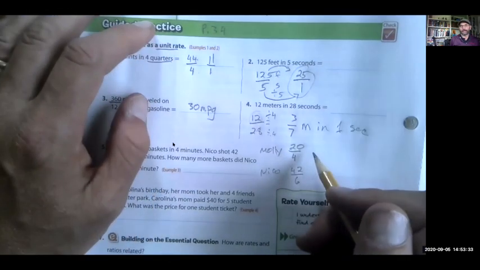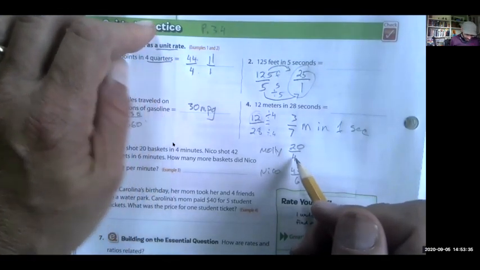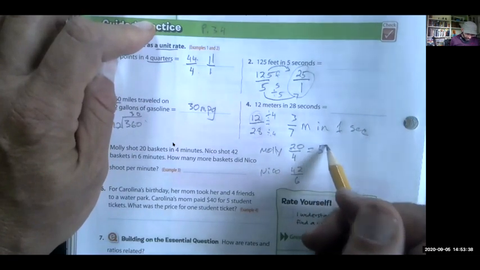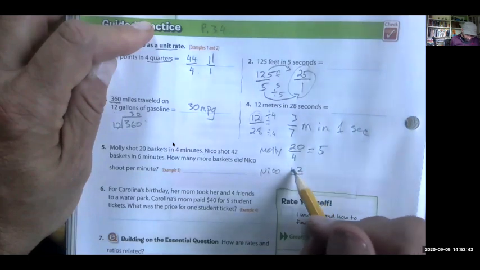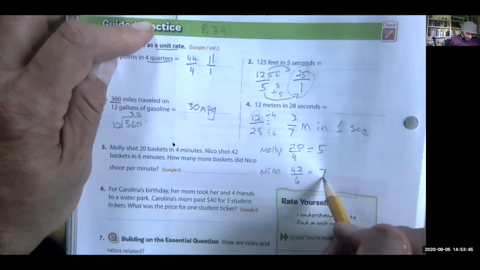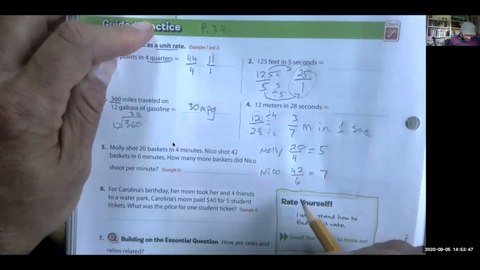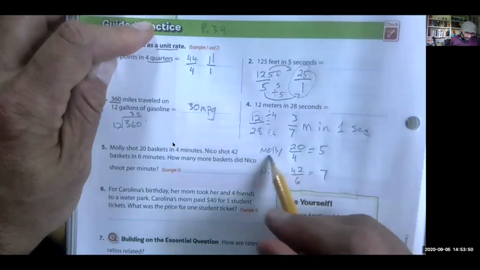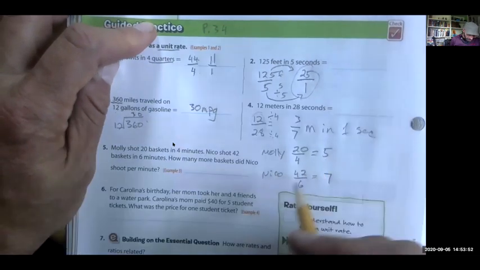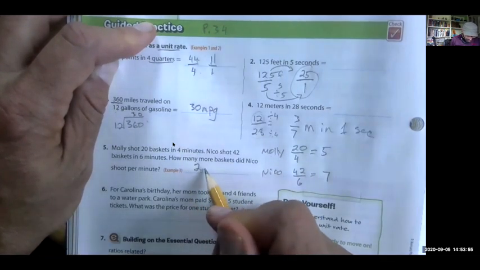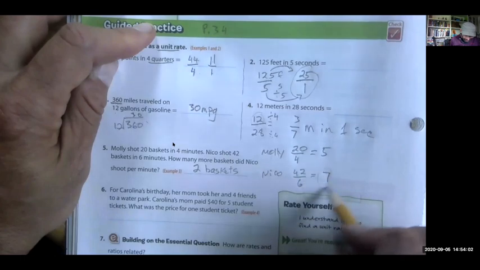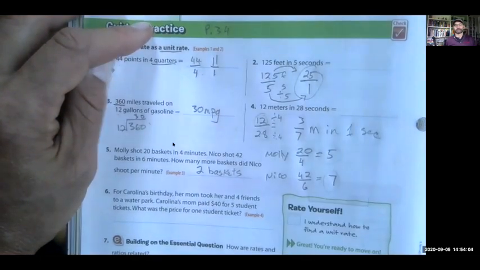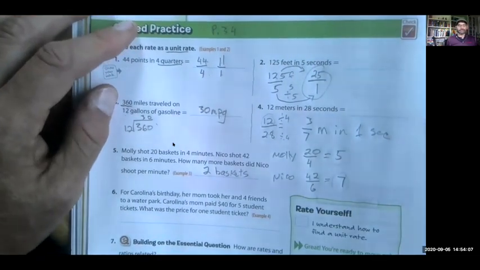So let's just divide and figure out what it is. 20 divided by 4 is 5, so she did 5 baskets a minute. And Nico did 42 divided by 6 equals 7 baskets per minute. So Nico did 7, Molly did 5, which means Nico did 2 more per minute. 2 baskets. So Nico, because 7 is 2 bigger than 5. Got it? Cool.